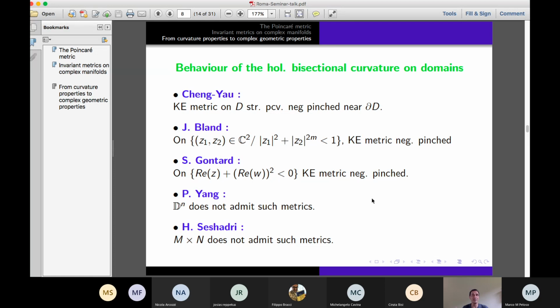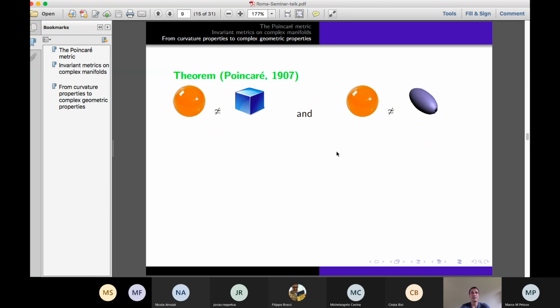It was generalized by Harish Seshadri to the case of a product of complex manifolds. A product of two complex manifolds does not admit a complete Kähler metric that has negatively pinched holomorphic bisectional curvature. I just tried to draw, no, I took the pictures from the internet, of course. It tells you in the first case that the ball is not biholomorphic to the bidisk, and the ball is not biholomorphic to the egg.